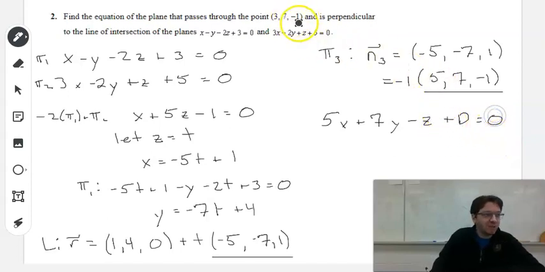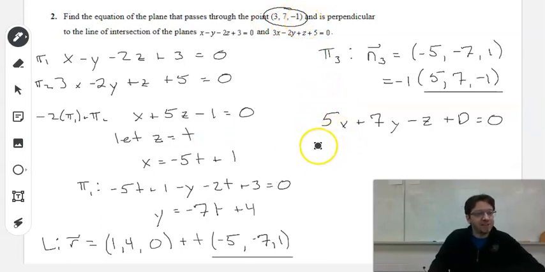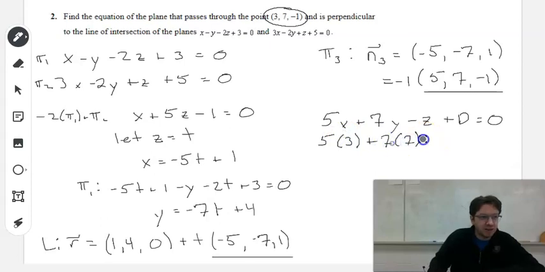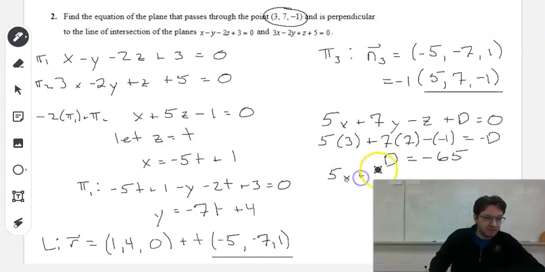So how to figure out what d is? Well, we haven't used this yet. This is a point on the plane, and if it's a point on the plane, its values for x, y, and z are true for that plane. So I can substitute them and figure out what d is. We'll have 5 times 3 plus 7 times 7 minus negative 1, and that'll equal, bringing d to the other side, negative d. So there's 15 and 49 and 1. So d equals negative 65. We can write our full equation as 5x plus 7y minus z minus 65 equals 0.